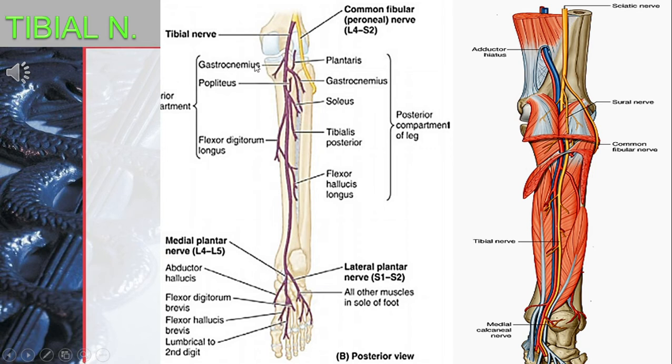And then here we can observe that before passing deep to the soleal arch, this nerve is going to supply the superficial group and the popliteus muscle of the deep group, and then after passing deep to the soleal arch, it is going to supply the rest of the three deep muscles: tibialis posterior, flexor hallucis longus and flexor digitorum longus. After passing deep to the flexor retinaculum, it is going to terminate as the medial and lateral plantar nerves, which are going to supply the sole.